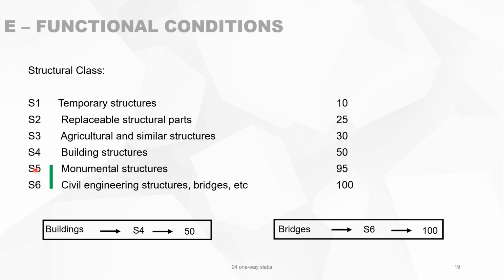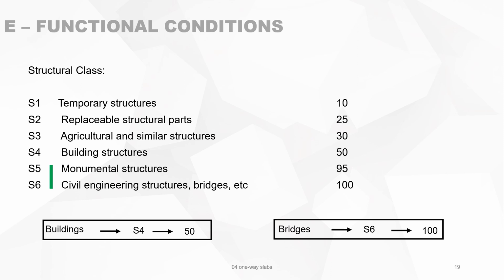In the past, there was S5, which was 95 years, and S6 for structures, for bridges. It's 100 years, but now it's in one group and it's for 100 years and it's called S5, but in fact it's S5 and S6 taken together. So I will use structural class S6 not to have the confusion with the previous S5 class. So the most common structural classes are S4 for buildings for a design life of 50 years and S6 for bridges with a design life of 100 years.